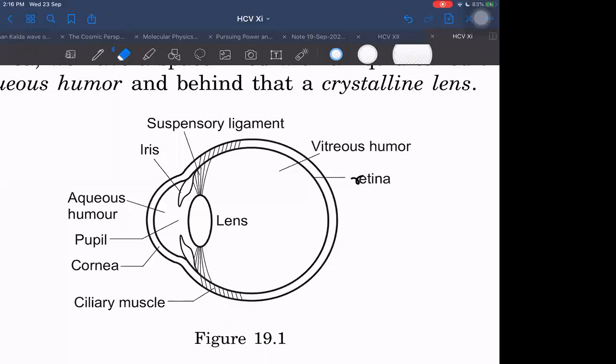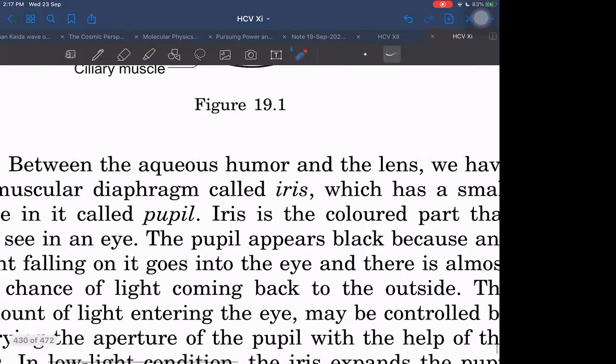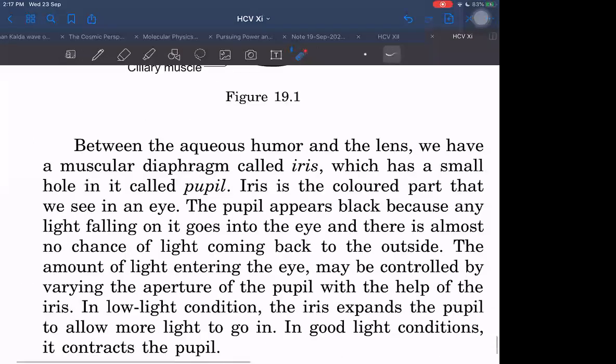Suspensory ligaments. As I told you before, these are just muscles which connect the ciliary muscles to the lens, right? Here it is aqueous humor, and here it is vitreous humor. These are just liquids filling the space between the cornea and lens, and the lens and the retina. Anyway, so this is about the eye.